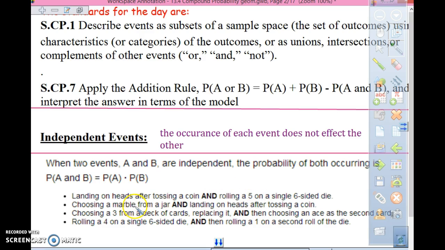Another example, choosing a marble from a jar and getting heads on a coin. Getting a 3 from a deck of cards, replacing it, and then getting an ace on the second card. And the last example, rolling a 4 on a die and then rolling a 1 on a second roll. All of these events are independent because the first experiment does not affect the second. So our probability for finding 2 independent events is the probability of A times the probability of B.